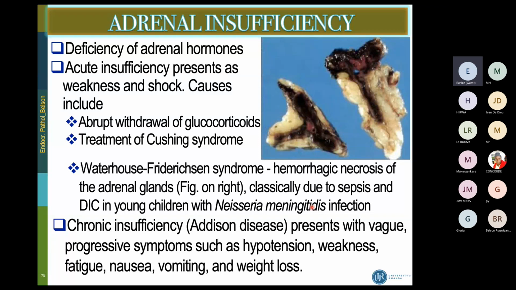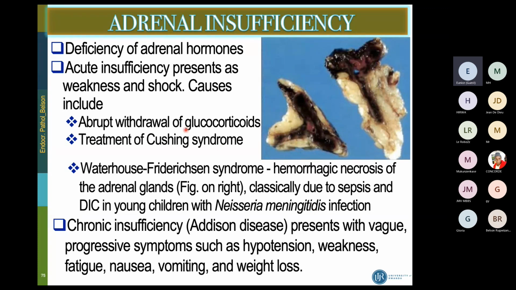So Waterhouse-Friderichsen syndrome is characterized by hemorrhagic necrosis of the adrenal gland. So whatever can cause necrosis of the adrenal gland, you understand it will lead to adrenal insufficiency. So they have sepsis and DIC, disseminated intravascular coagulopathies, in young children especially, who develop an infection by Neisseria meningitidis.